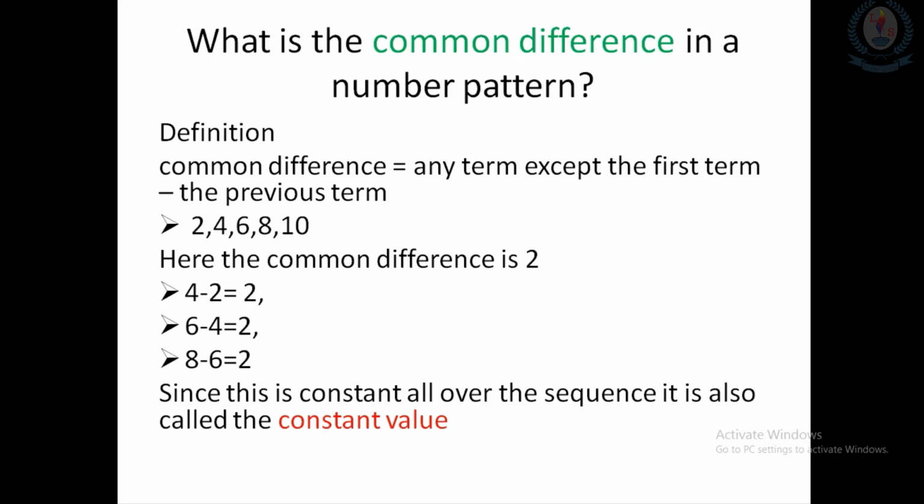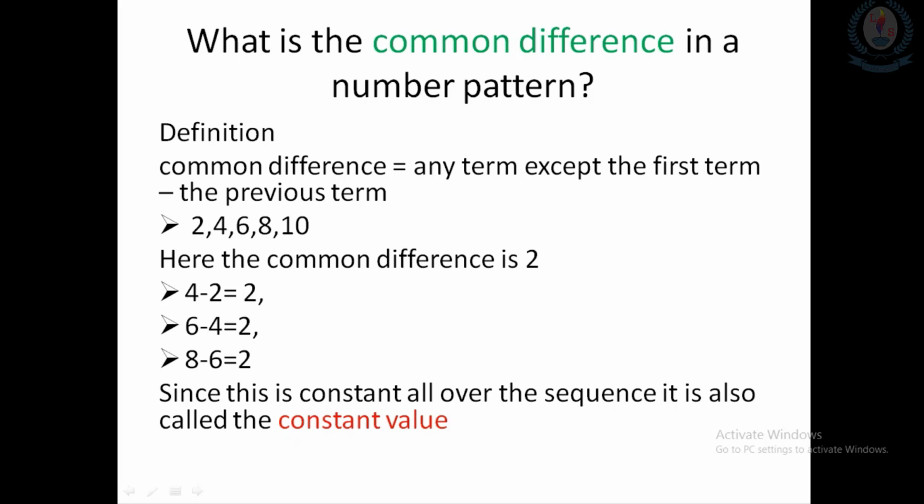What is the common difference in a number pattern? Definition: common difference equals any term except the first term, subtract the previous term. 2, 4, 6, 8, 10 is a number pattern. How are we going to find the common difference? Take 4. What is the previous term? 2. 4 minus 2 is 2.